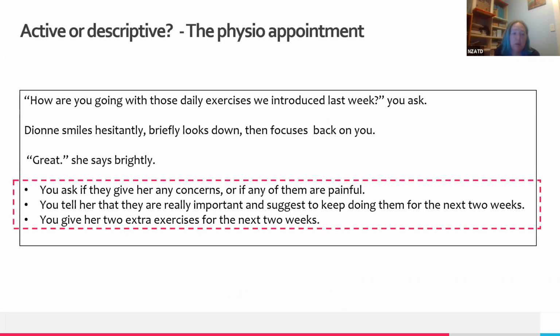What does that mean? So when you use a descriptive way of writing, you're just going to describe what you are saying or how you're saying it. So here, when you're the physio, it's like you ask if the exercises give Dion any concerns or if they're painful, or you tell her the exercises are important, so just to keep doing them, or you give her extra exercises for the next week. So you basically describe what you're going to do, and it gives the player the option to imagine how they would say it in their own way. So it doesn't really prescribe exactly what they're going to say.